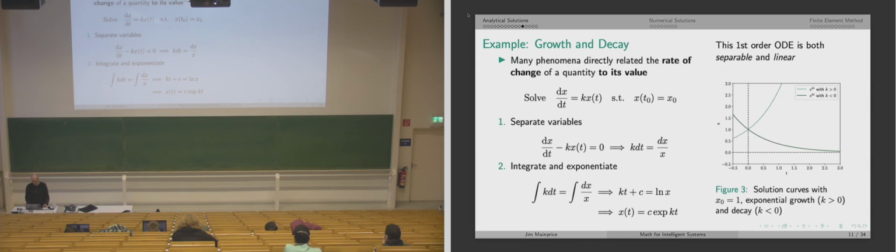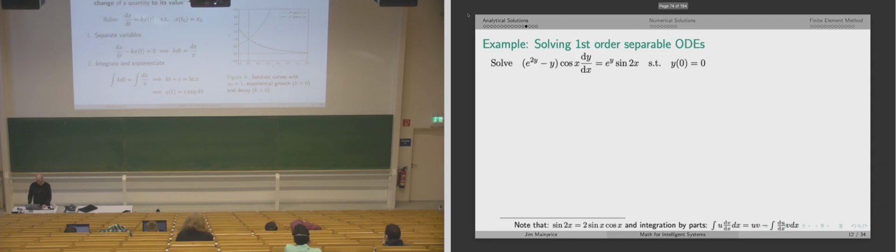So it's separable and linear, and the key thing is that depending on k, if k is greater than 0, then you have an exponential growth of x, meaning this thing here. And if k is below 0, then you have an exponential decay of x, so it exponentially goes to 0 like that. Okay.